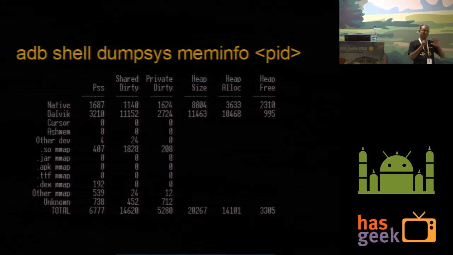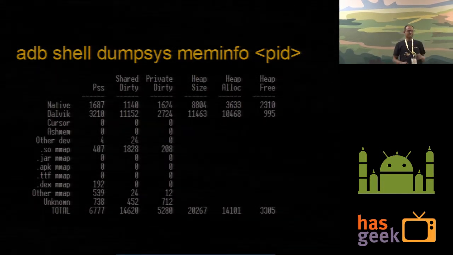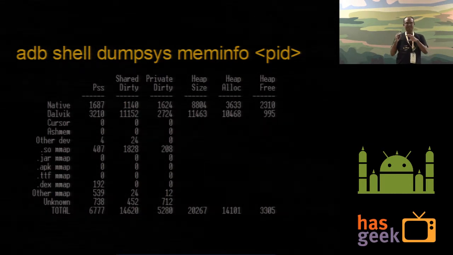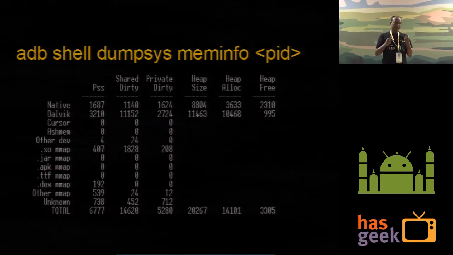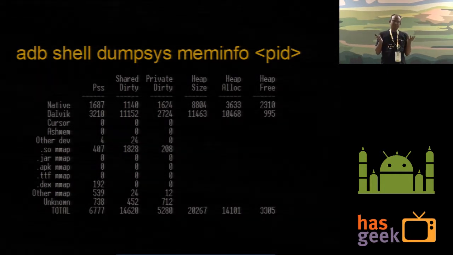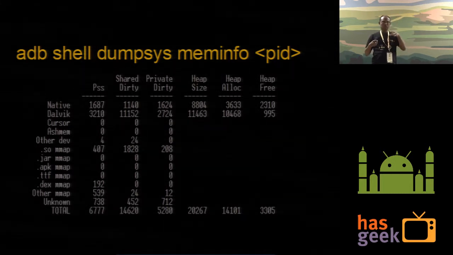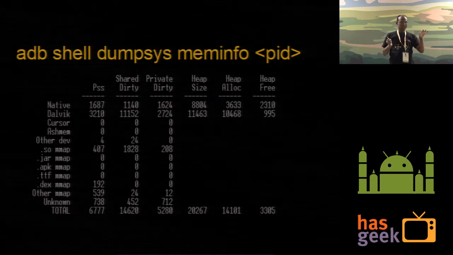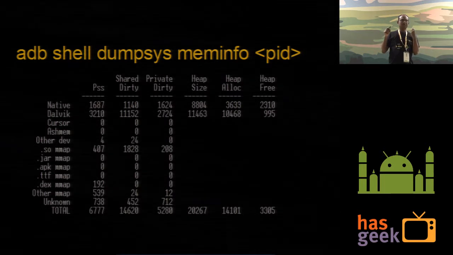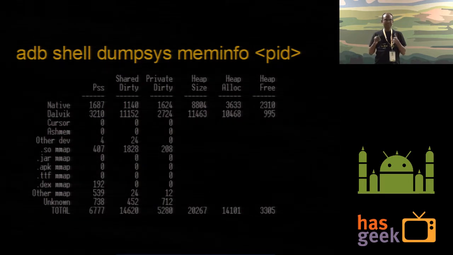So this shows the various parts of the memory of an application. Starting with PSS, you can call it the proportional set size of your application. Some pages get shared across various apps, and then you have your own. The ones which are shared are called shared, and those which are only for you are called private pages. And the shared has two modes: dirty and clean.